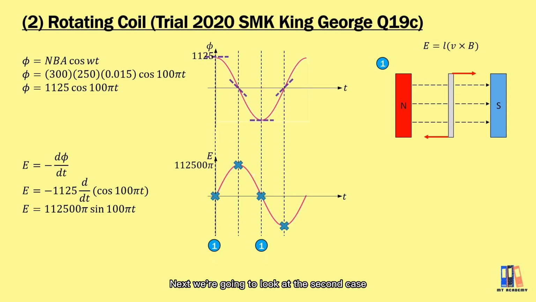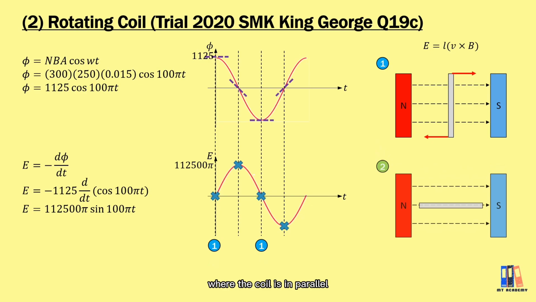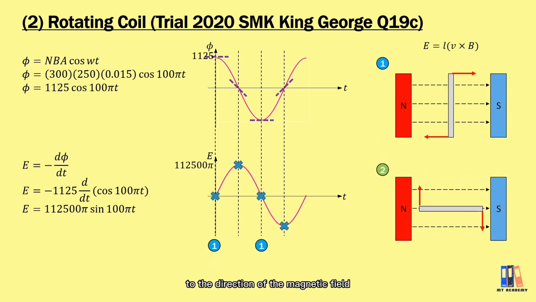Next, we're going to look at the second case, where the coil is parallel to the direction of the magnetic field. So the magnetic flux linkage will be zero in this case, since the normal component of the magnetic field linked to the coil is zero. But we can see that the motion of the coil is perpendicular to the direction of the magnetic field. If we apply the cross product of the velocity and the flux density, this would give us the maximum value, so the induced EMF is also maximum at this point.